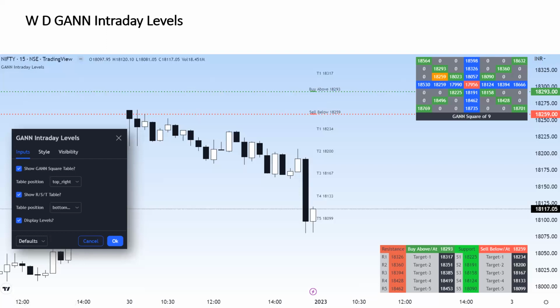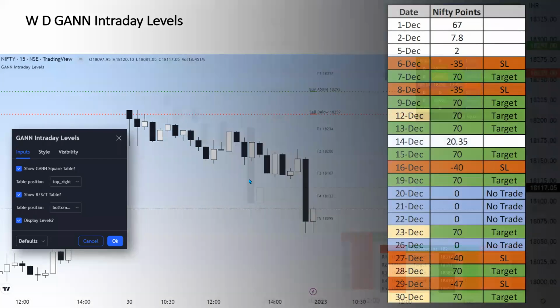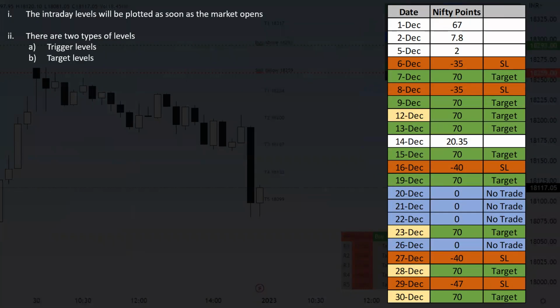I advise minimum 1:2. So let me read about this indicator. Intraday levels will be plotted as soon as the market opens. There are two types of levels: trigger level and target level. Let me tell you what a level is. These are the trigger levels: sell below and buy above.